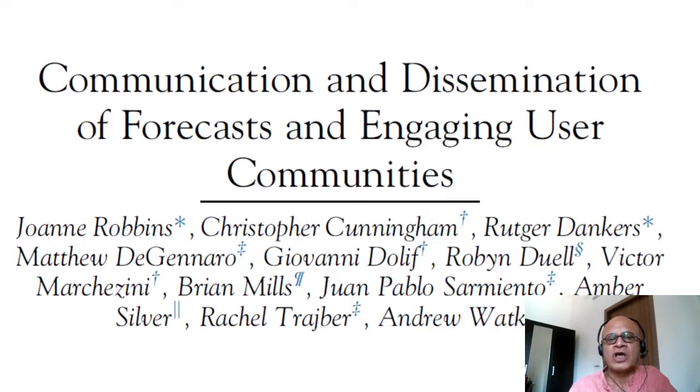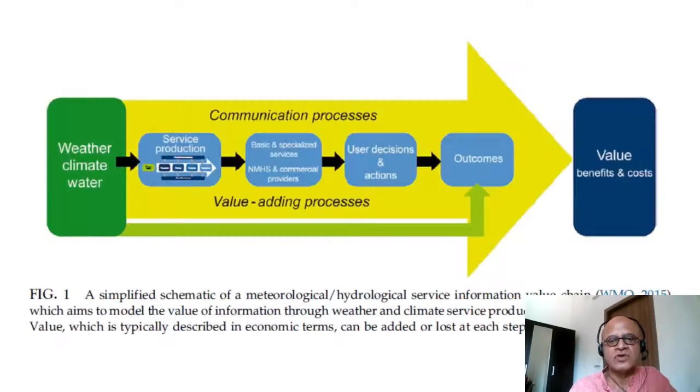This is called co-production, because the usability and the use of forecasts goes up by a lot when the forecast and the dissemination and communication systems are co-developed with the users from the beginning, with their engagement and sustained feedback. This is a simplified schematic of a meteorological and hydrological service information value chain from a report from the WMO, which aims to model the value of information through weather and climate service production and delivery systems. Value, which is typically described in economic terms, can be added or lost at each step in this non-linear process.